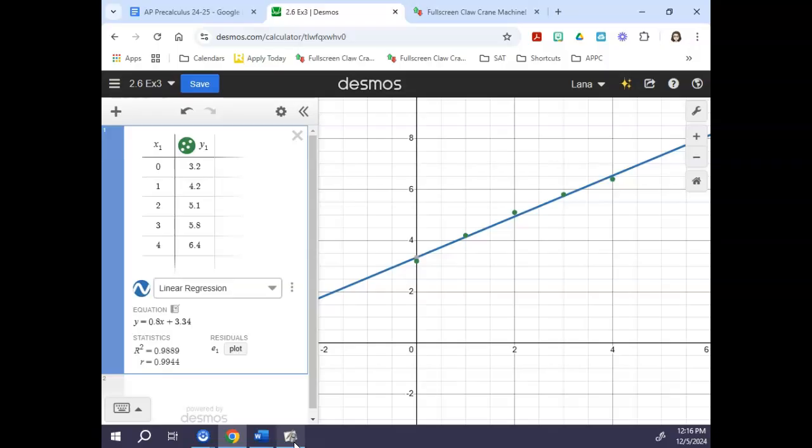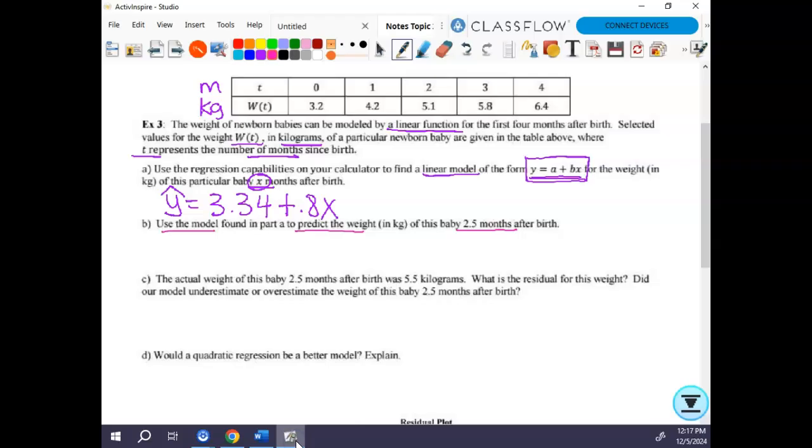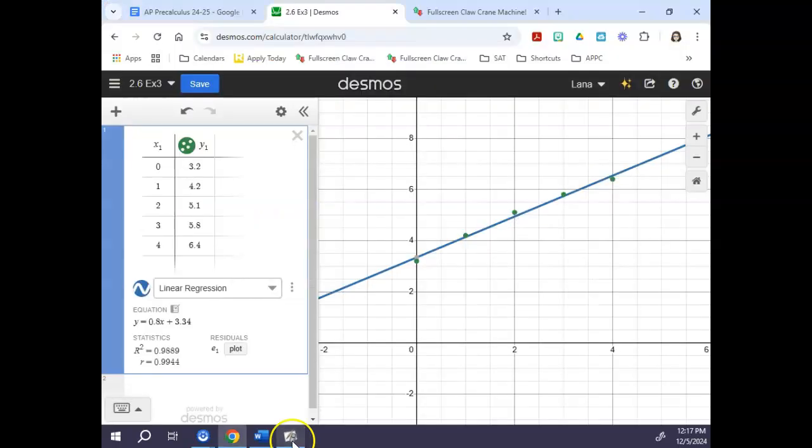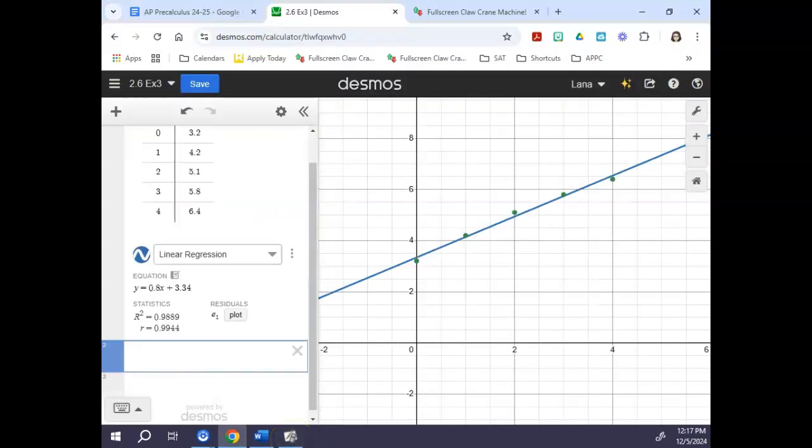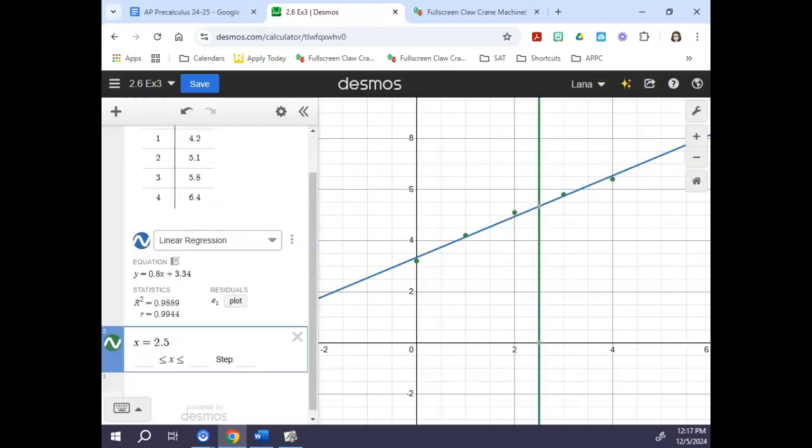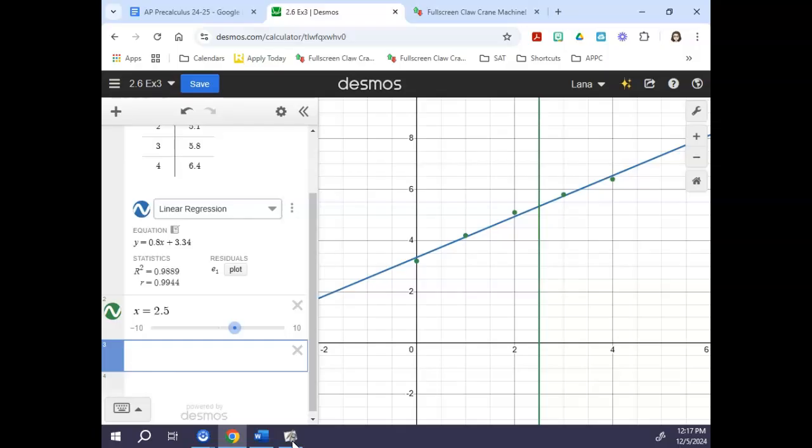Remember, we could type something in as w of t and use w and t, and that is fine, but that is not what we did. Everything's in terms of x and y. So this is actually the x value. Knowing that, I can come over here and just type in x equals 2.5. And then it gives me a vertical line here. And so when x is 2.5, or when the input is 2.5, my output is 5.34.